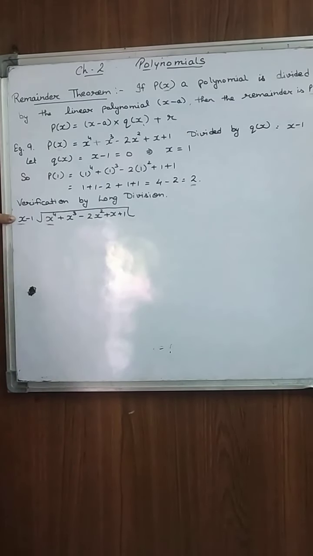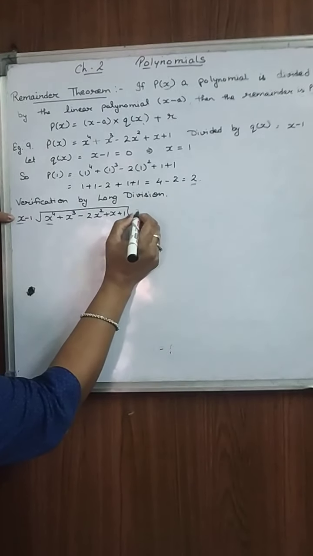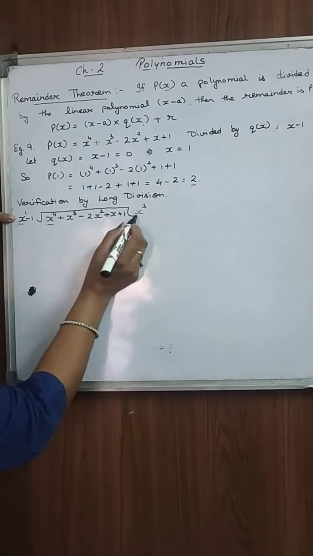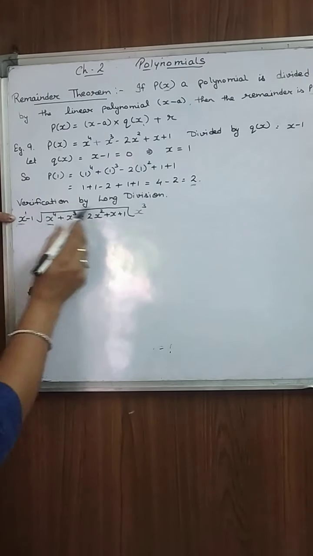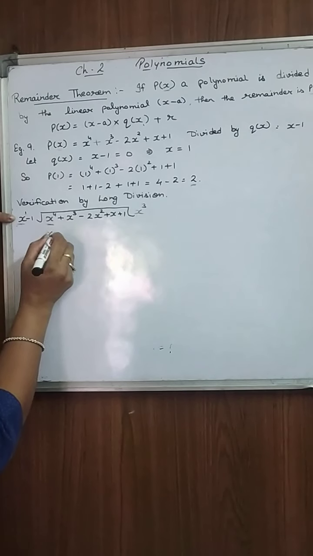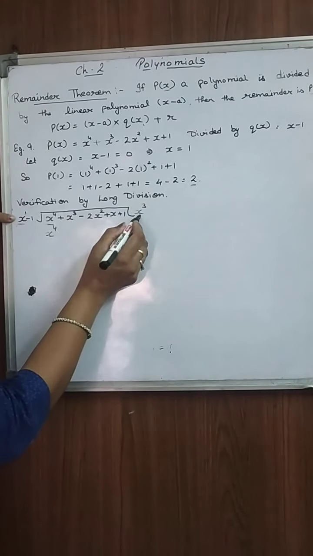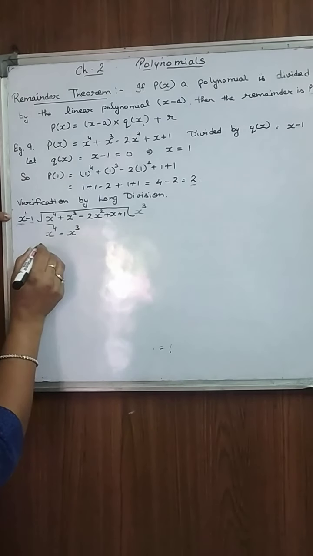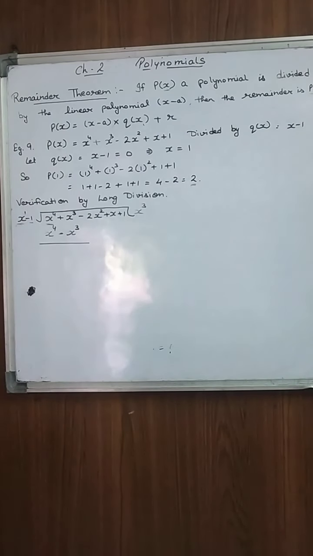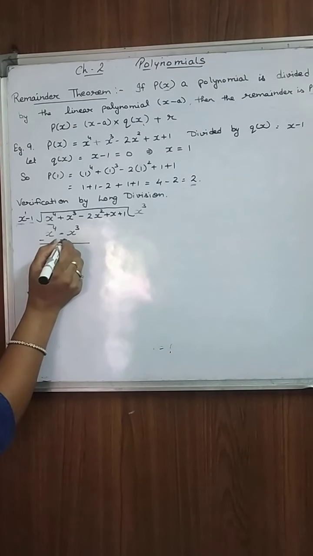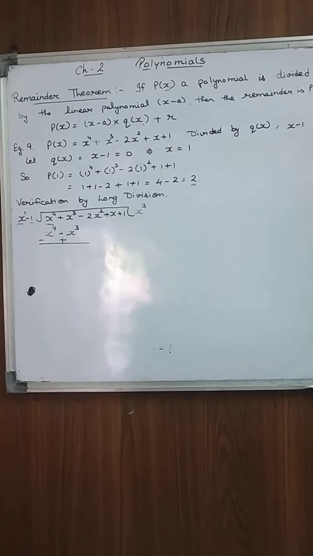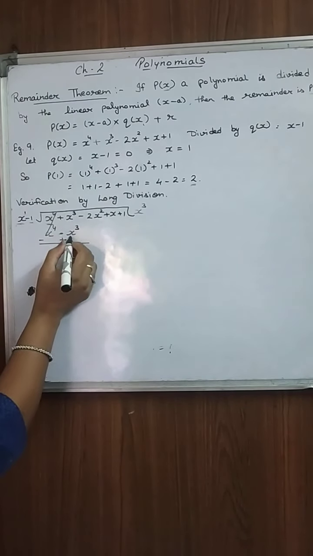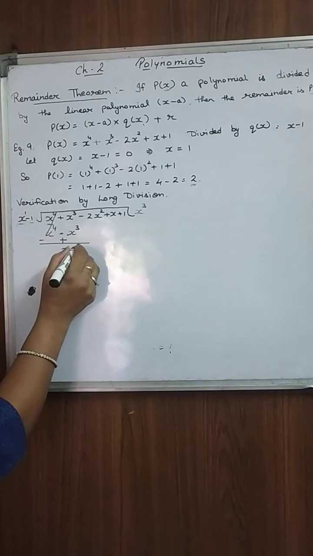We know when we are multiplying, the powers are added. So 1 plus 3 is 4, so it is equal to x power 4. And this x cube will be multiplied with 1 also, so it will be minus x cube. Whenever we are dividing, the term will be subtracted, so the signs will be changed. x power 4 minus x power 4 will be cancelled. x cube plus x cube is 2x cube.